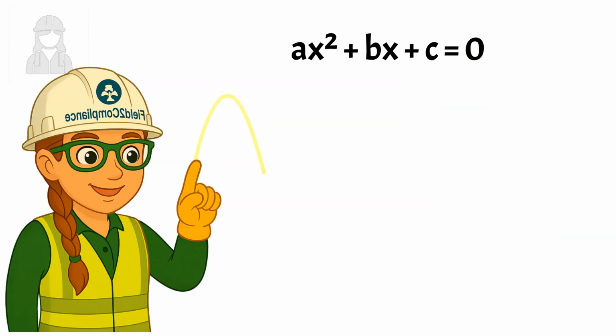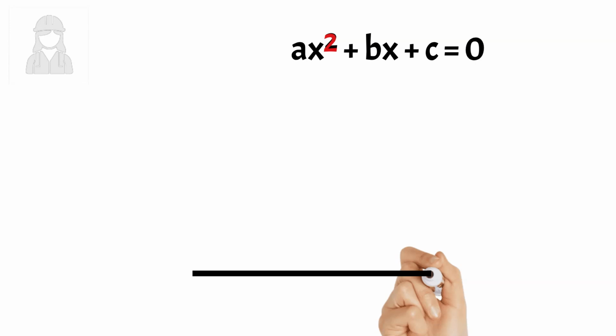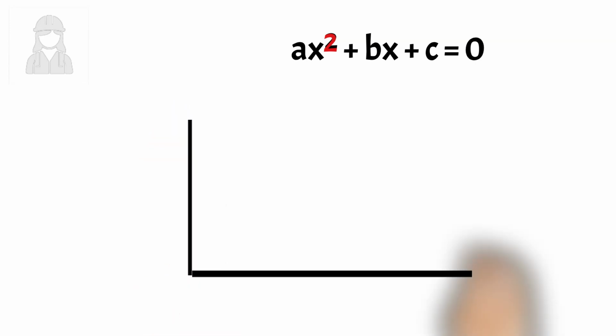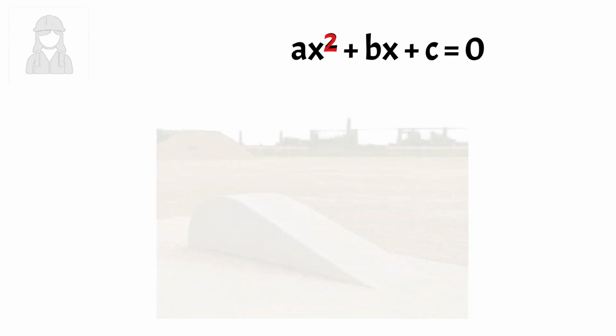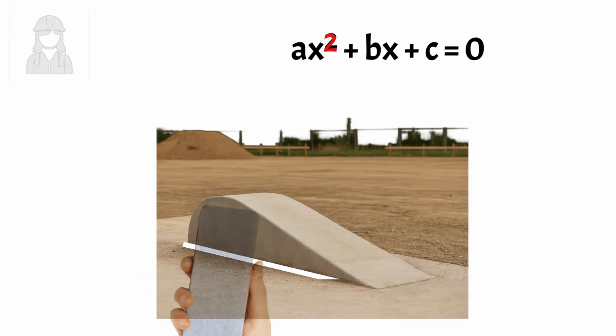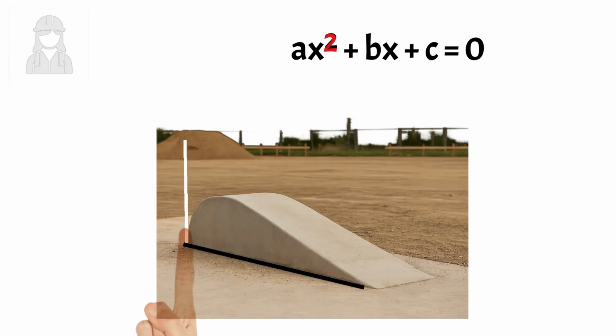A quadratic equation looks like this. Ax to the second, or squared, plus bx plus c equals 0. That little 2 tells us we're dealing with a curve, a parabola. But here's the key. What are we solving for? We're trying to find the x values when y is 0. That's why we always set the equation equal to 0 and then solve for x, because those are the points where the curve crosses the x-axis.